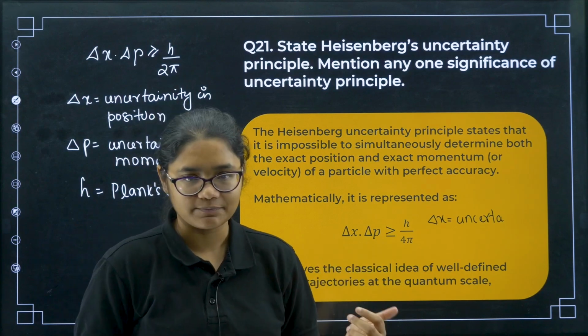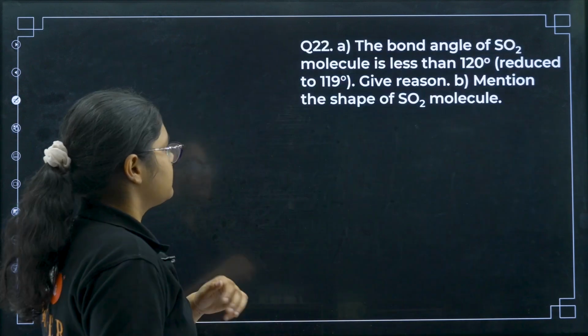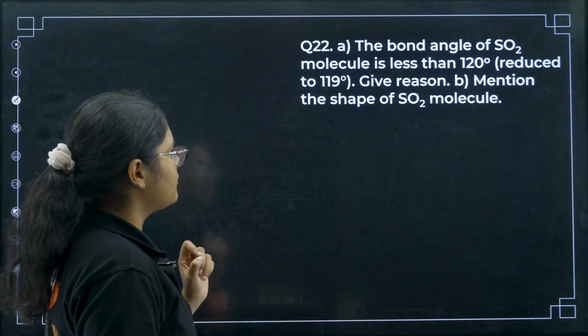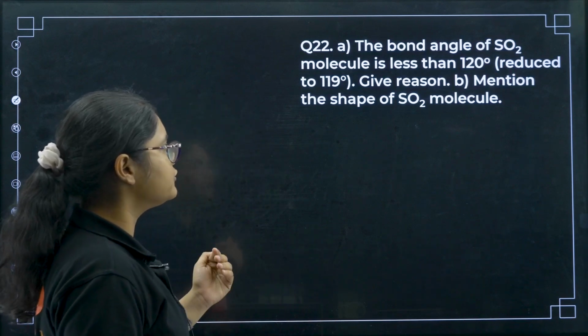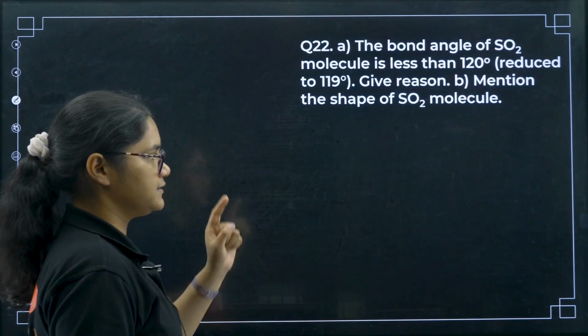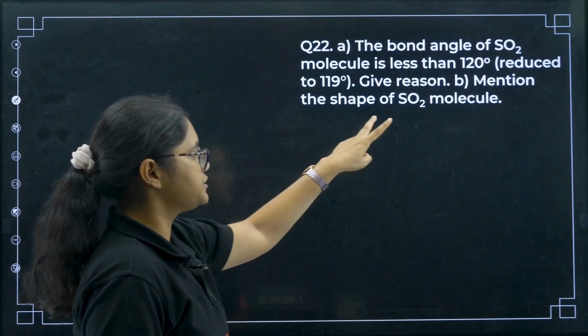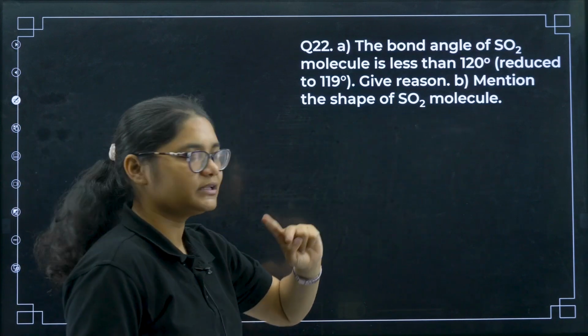So it is not possible for such micro particles, such small particles, to have the exact trajectory around the nucleus. So question number 22: the bond angle of SO2 molecule is less than 120 degree, reduced to 119 degree, give reason. This will give you 1 mark. Mention the shape of the SO2 molecule, that will give you the 2nd mark.